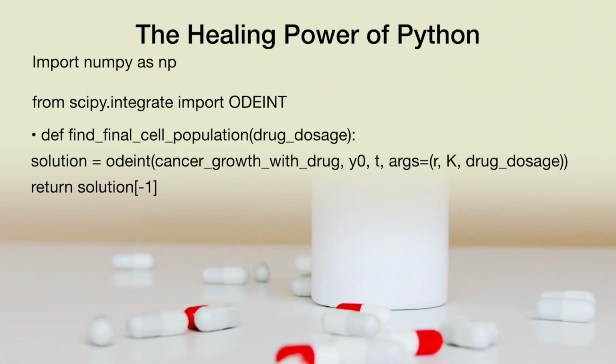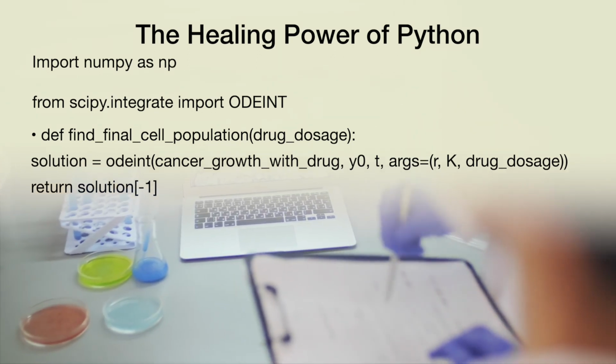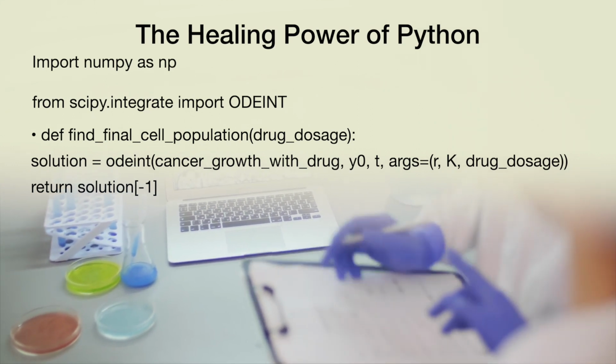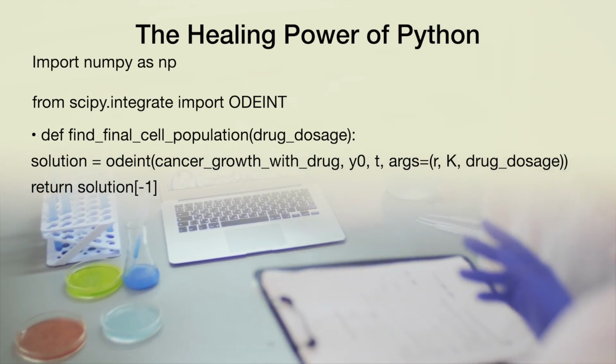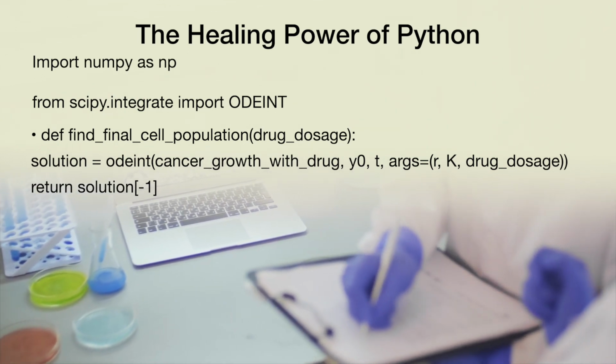Okay, this is the function doing find final cell population. Inside this, we'll give a parameter, that is drug doses, how much drug we have given initially. You remember, we have given very less amount of drug doses, right? Now we are trying to solve the ODE with the current drug doses. How will we be doing this?